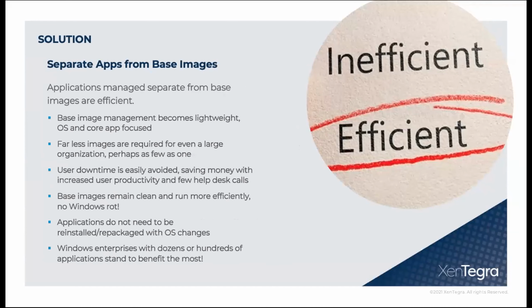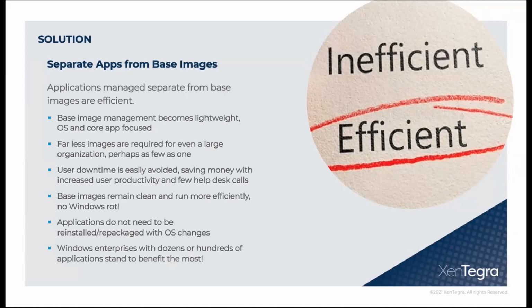And so, we talk about the solution. So what is the solution, right? And the solution is really simple. It's separating the apps from the base image. So just think about it, managing apps separated from the base image is actually more efficient. So now, our base OS image management becomes easier. We really don't care about the underlying OS, whether they're running on Windows 10, 2019, 2016, whatever the OS is.